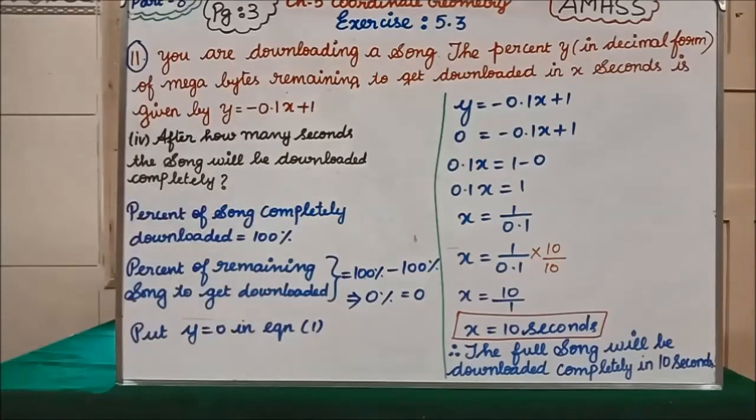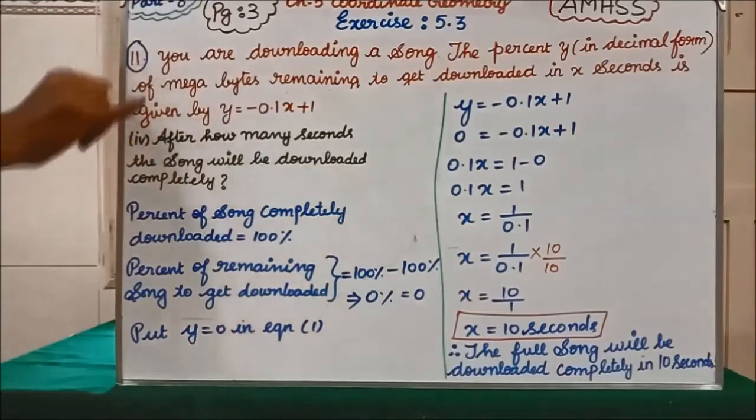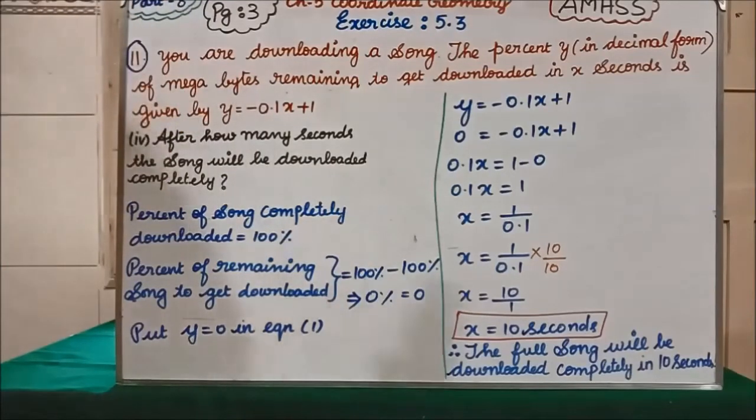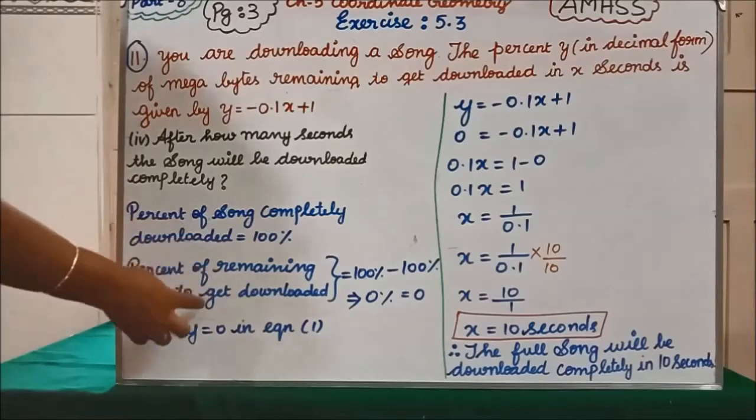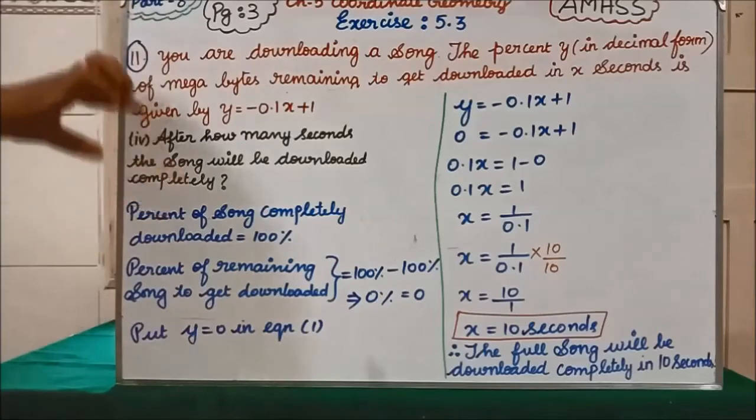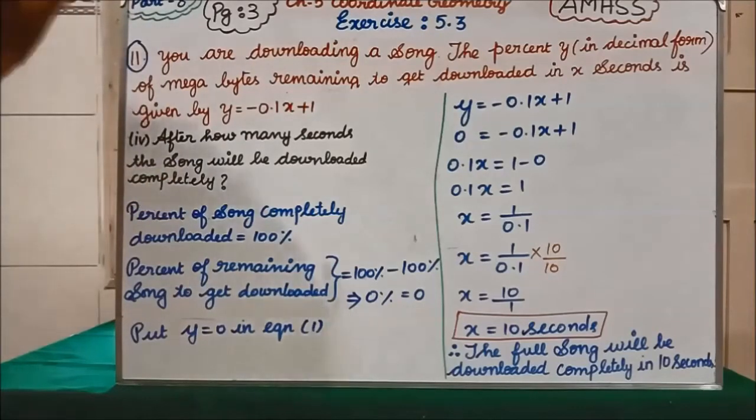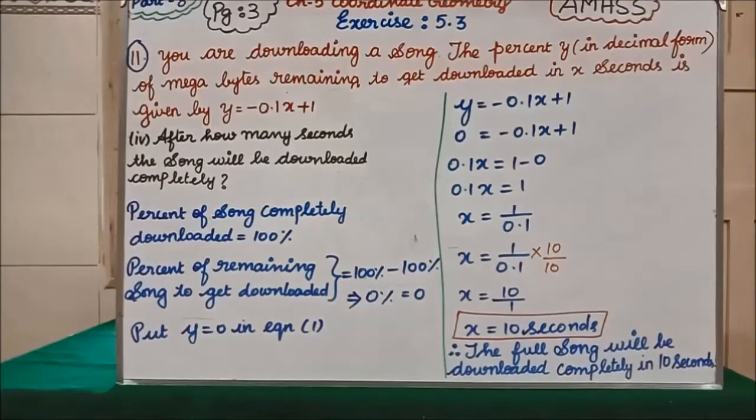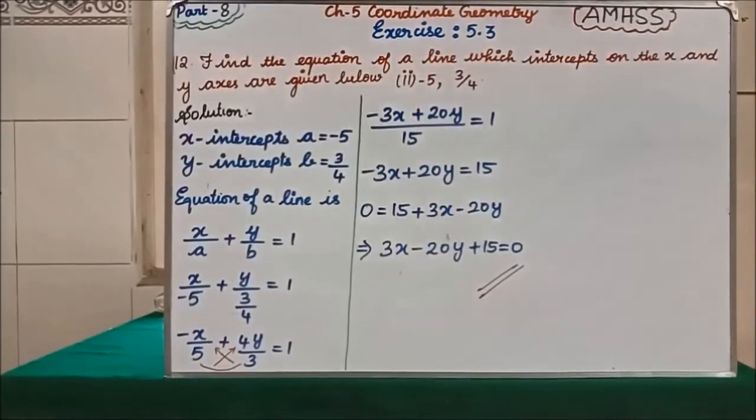Clear students? Before understanding this question, one concept you have to enter into your mind: x denotes the time, y denotes the yet to be downloaded. Yet to be downloaded means still some part is there in that song. So percent of remaining song to get downloaded denotes y. Wherever you are saying about time and seconds, that denotes x. Clear? This is a very important and easy problem. Next we will see the 12th question.